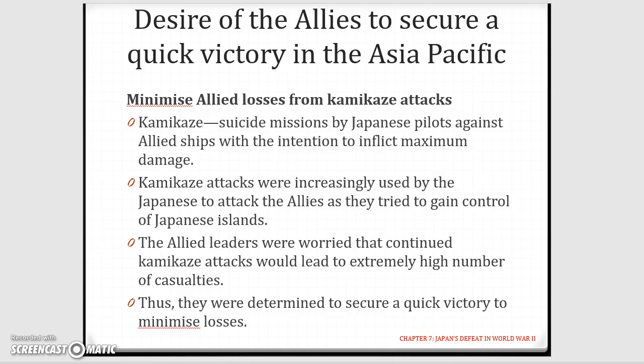Now, another aim that they had in mind was to minimize their losses from kamikaze attacks. Kamikaze are suicide missions by Japanese pilots against the Allied ships. Kamikaze is basically, let's say you're a pilot flying a plane loaded with explosives, you have dropped all your explosives, the enemy is shooting at you, you think that your chance of actually flying back to base is very small. What do you do? Crash your plane and sacrifice yourself for the glory of the Japanese Empire. Well, that is basically what kamikaze is. So that's what they did, and they launched their planes. The plane itself becomes a bomb.